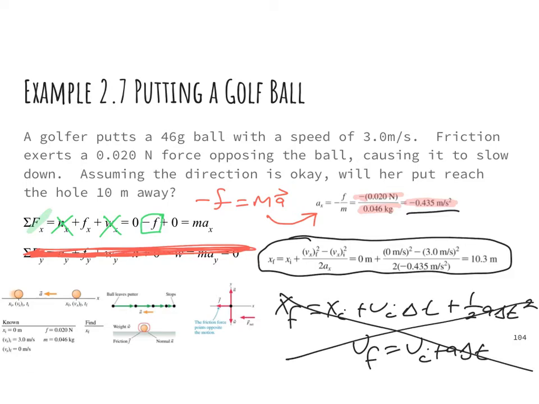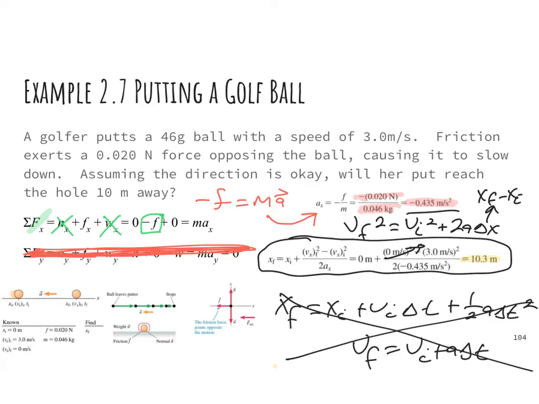So this formula that is used right here, understand that it just came from vf squared equals vi squared plus 2a delta x. And all I did was split up delta x into xf minus xi, and then I moved the xi over to the other side. So if I go ahead and plug in, the final velocity is 0 meters per second. The initial velocity is 3 meters per second, and that quantity is squared, divided by 2a, which is 2 times negative 0.435 meters per second squared. I get my final answer of a distance of 10.3 meters.